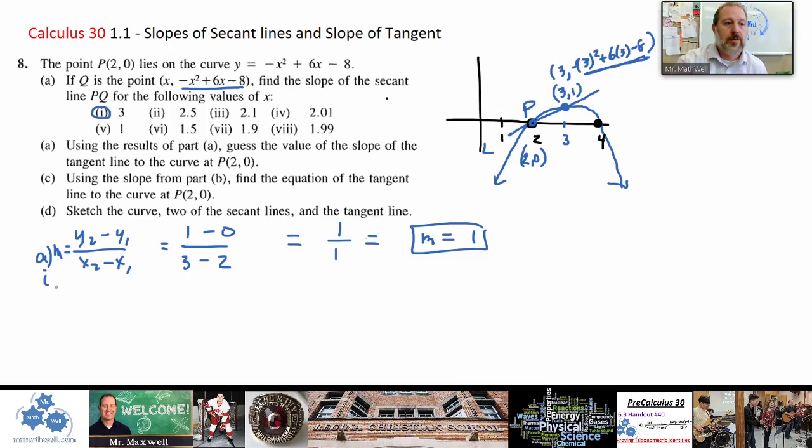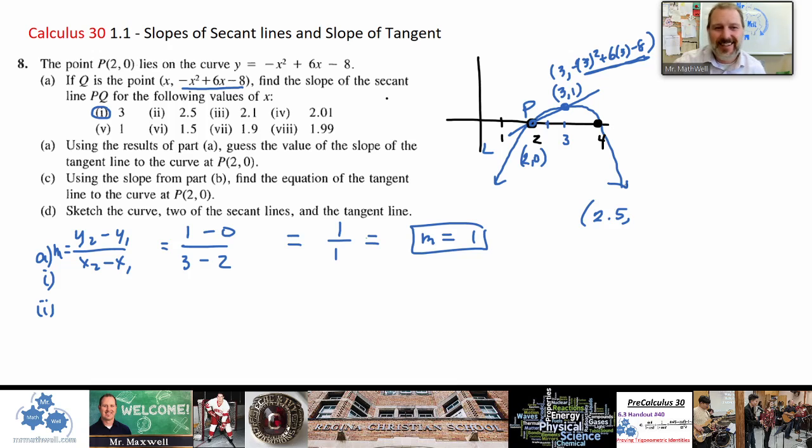So that's for the first point. Now for the next one, we're going to be doing this over and over. The point is not 3, 1 anymore. Now, because Q is getting closer, the x value is 2.5. So we've got 2.5 as our number. And what's the y value?